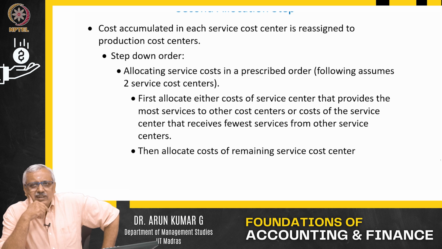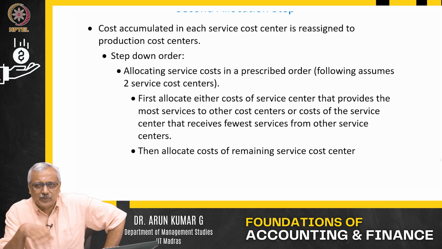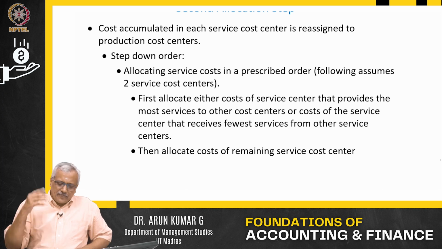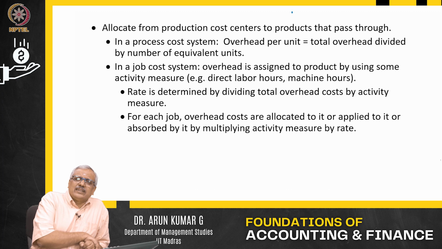Sir, you can argue the canteen is also used by the timekeeping staff. Agreed. But you can start with the canteen, allocate the canteen cost to timekeeping, administration, and production departments A and B, and then take the timekeeping cost and do it. Or you could do it either way. Normally we take the service department which provides the maximum service and start with that allocation. That is all. You could do the other way around also. Then finally we allocate it to the production department.